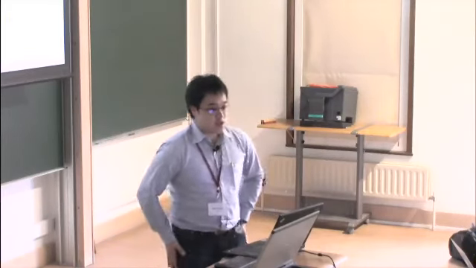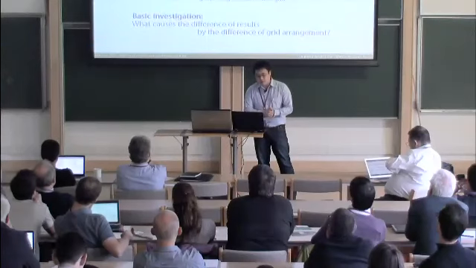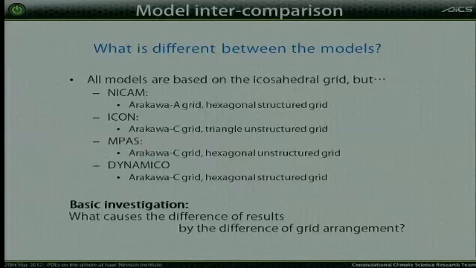The project of the Japan team is model intercomparison. So what is different among the models? Of course, all models are based on the icosahedral grid, but NICAM is Arakawa A-grid, hexagonal, structured, while ICON is Arakawa C-grid, triangular, unstructured. For the third model, Arakawa C-grid, but hexagonal, unstructured. And the fourth is Arakawa C-grid, hexagonal, but structured. So what causes the difference in the results by the grid arrangement?